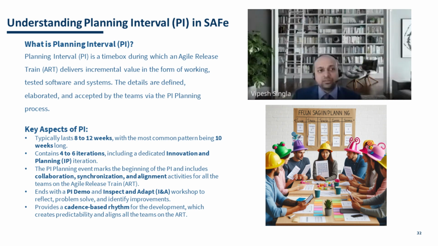It's a time box of 5 iterations. So 5 iterations is usually 10 weeks or 3 months, right? And what happens during that time box is the entire agile release train works towards achieving the PI objectives.